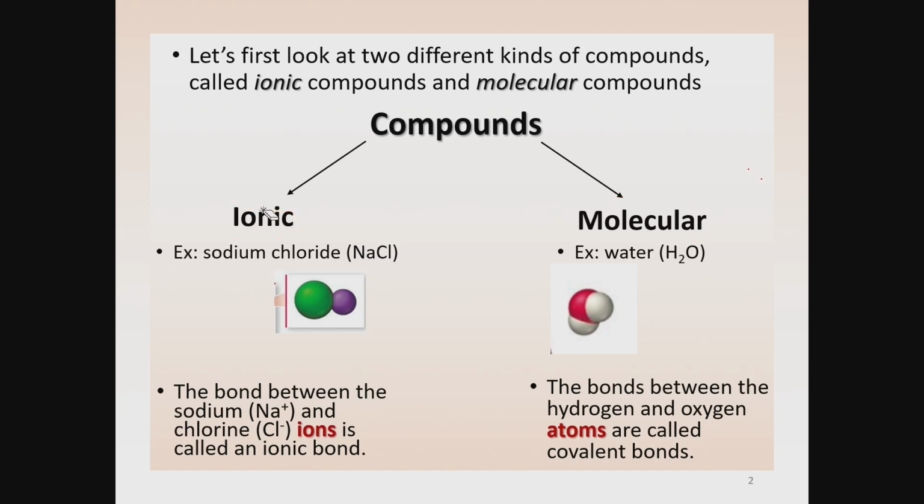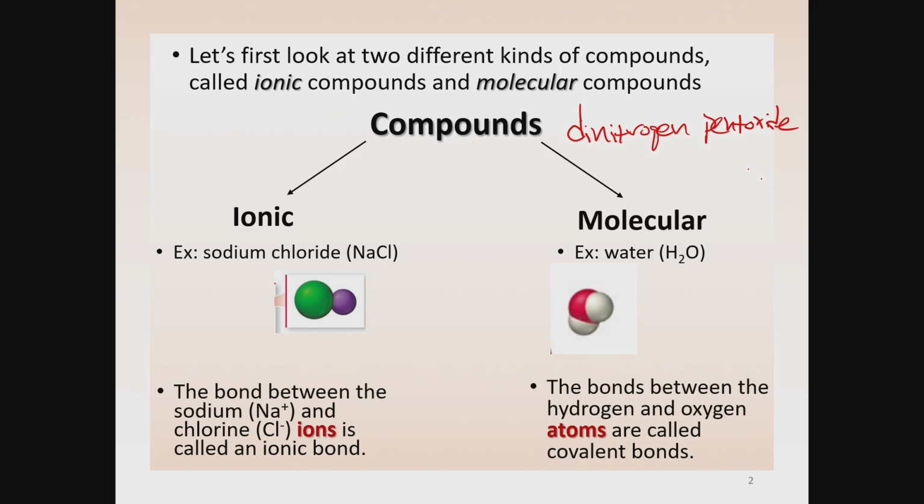One of the things you're going to have to do is eventually look at a compound name or formula and figure out whether it's an ionic compound or molecular compound. Let me give you a couple of quick examples. Let's say you see a name of a compound like this: dinitrogen pentoxide. I can look at this name and tell you that this is not an ionic compound. This is a molecular compound.